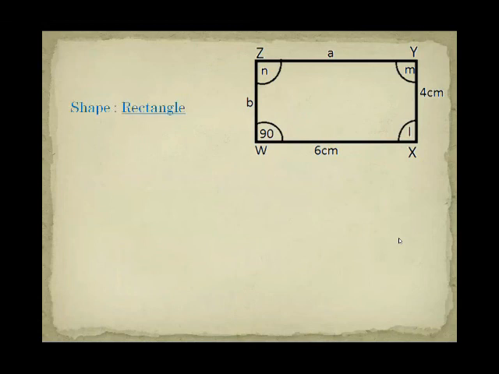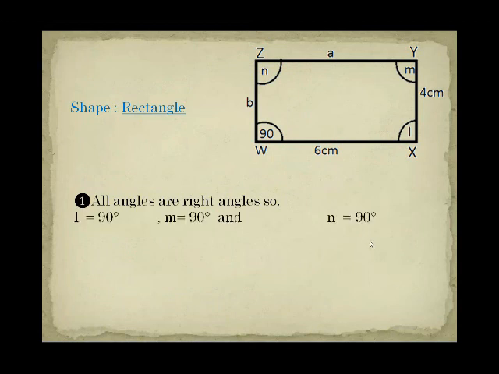Okay, students, it is a rectangle. All the angles are right angles. So L is equal to 90 degrees, M is equal to 90 degrees, and N is equal to 90 degrees. In a rectangle, we know that all the angles are 90 degrees.